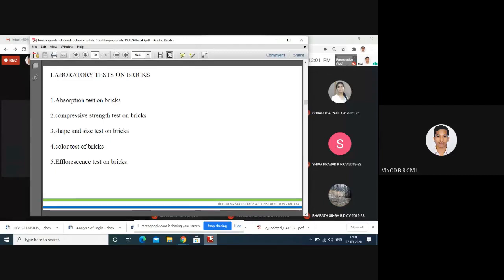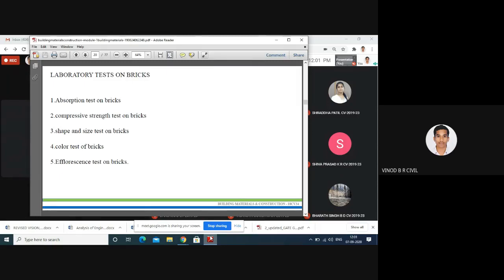And the next one is the color test. I already mentioned some bricks are dark red in color, some have white patches, some are light reddish, and some are blackish, that is, over-burnt brick. We have to test for color.